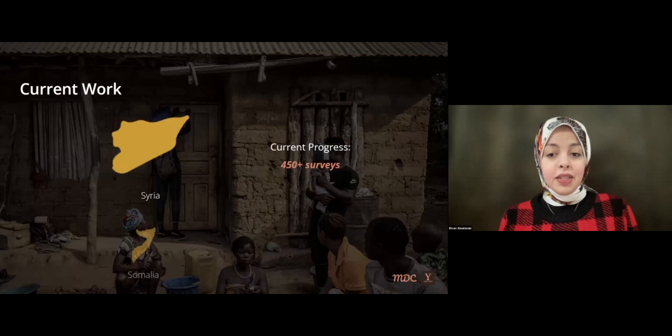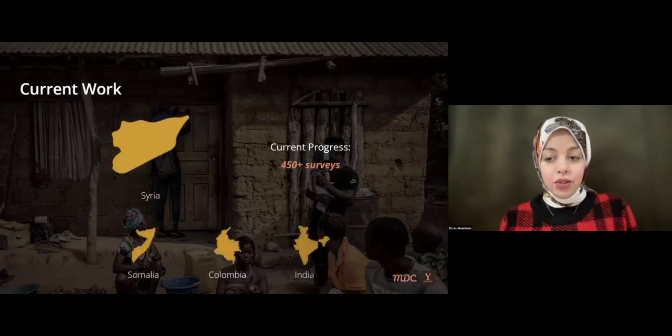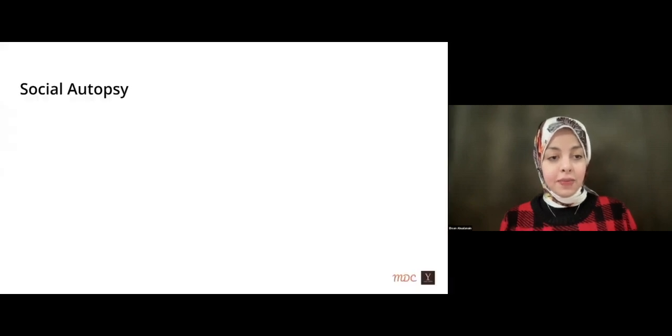So this experience inspired us to mimic this project in other regions of the world in dire need of such initiatives. And currently we have an agreement with organizations from Somalia, Colombia, and India, and they are very enthusiastic about this project. Next slide, please.